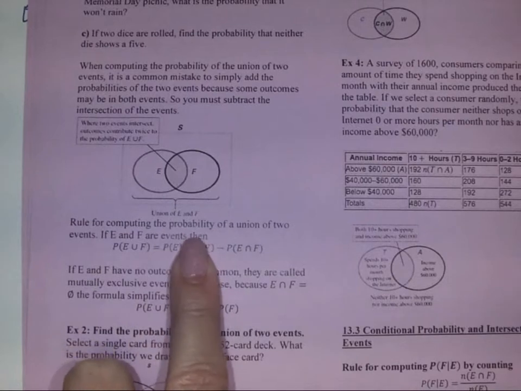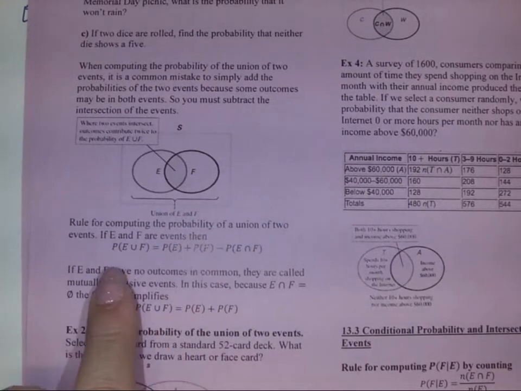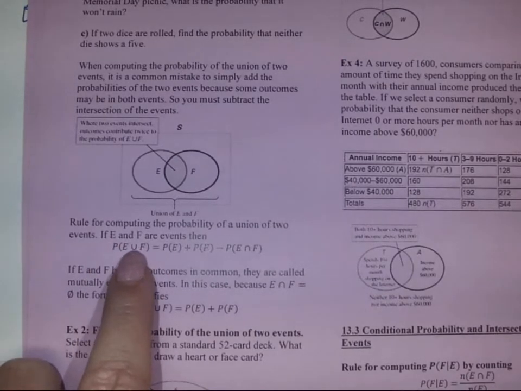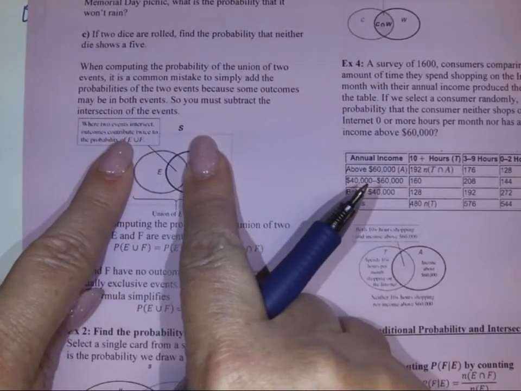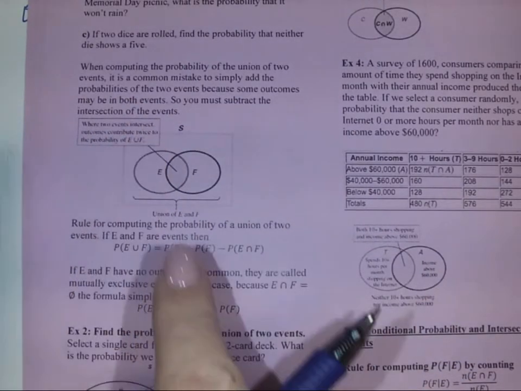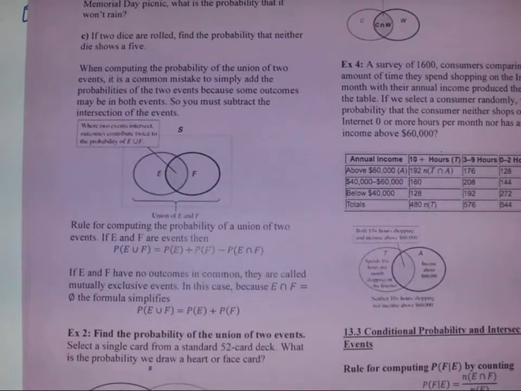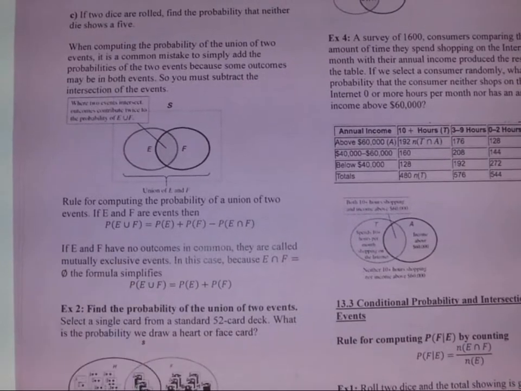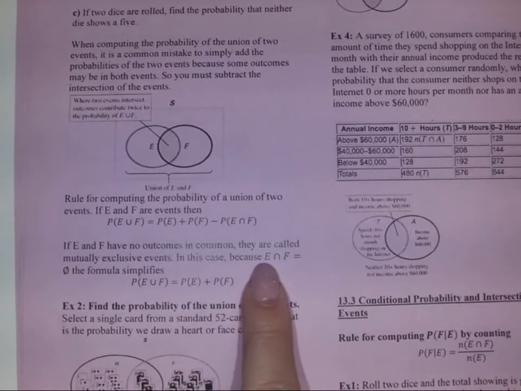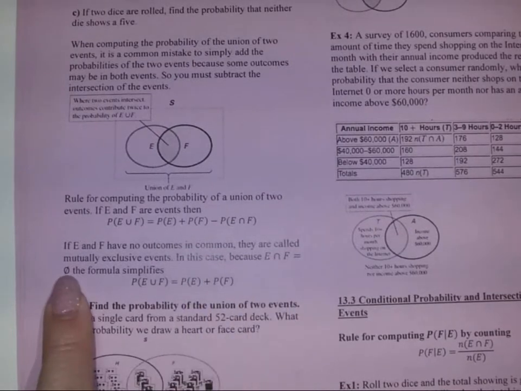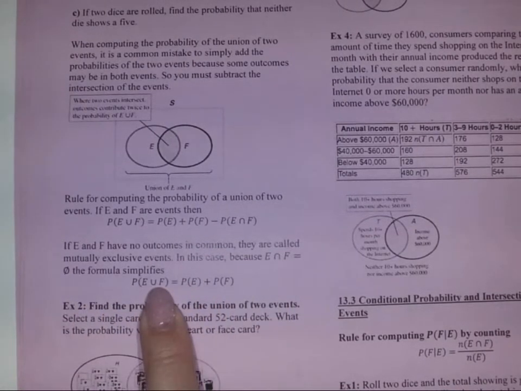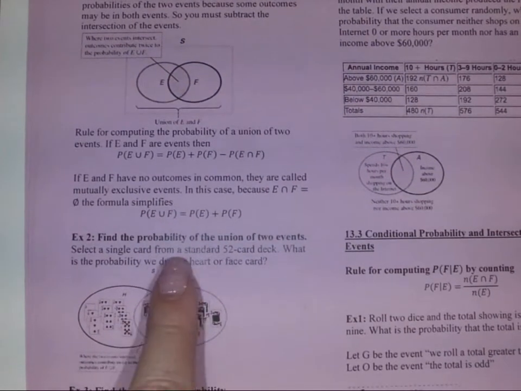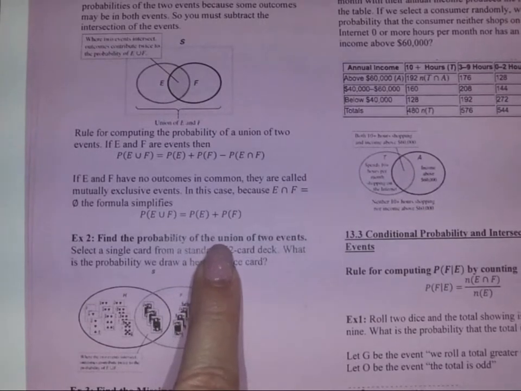So the rule for computing that probability is, if you have two events, E and F, then the probability of the union will be adding the probability of E plus the probability of F minus that little intersection in between. If E and F have no outcomes in common, they are called mutually exclusive events. And in that case, because the intersection is the empty set, the formula will simplify. We're not really looking at that. We're just going to subtract out what they have in common. So we're going to find the probability of the union of two events.